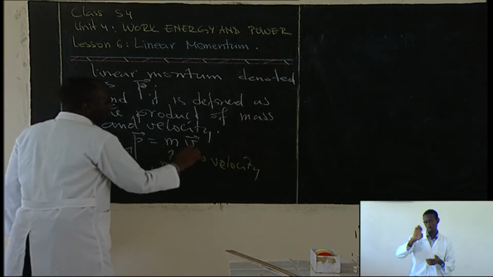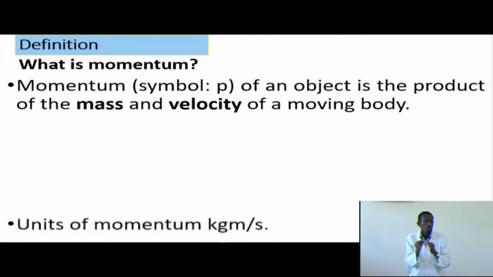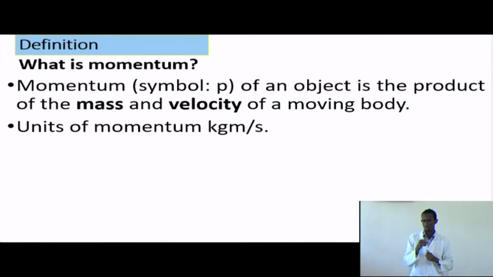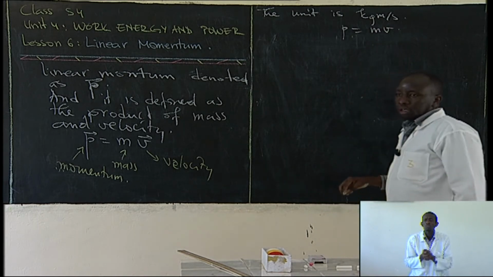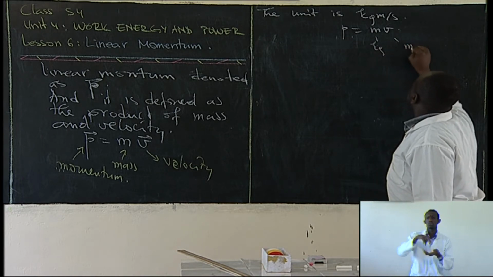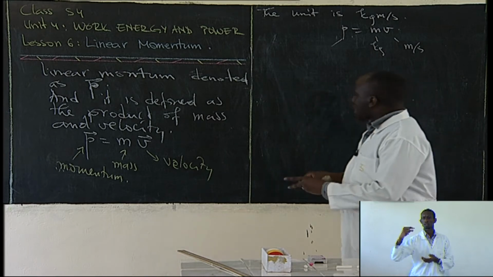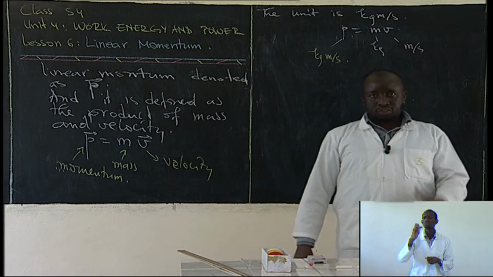Okay, students. After we have this definition, we may have now a unit. The unit is kilogram meter per second. Why? Because linear momentum equals mv, and mass is expressed in kilogram, and the unit of velocity is meter per second, so the unit of momentum is going to be kilogram meter per second.